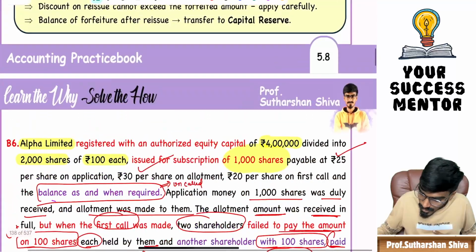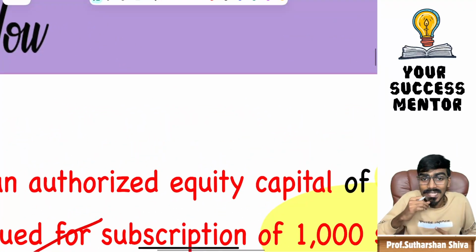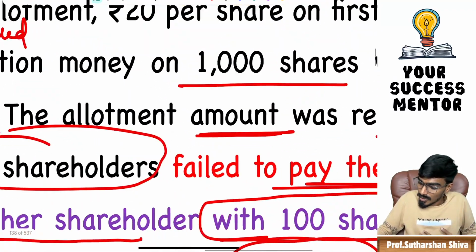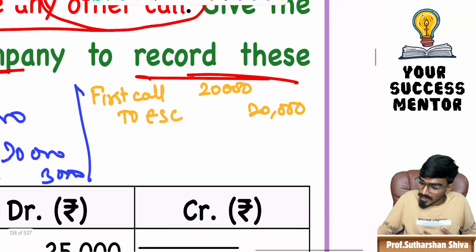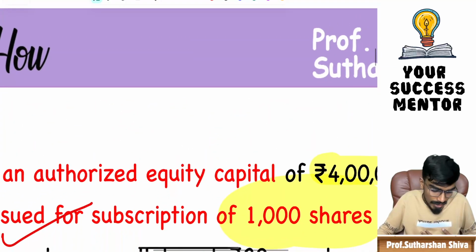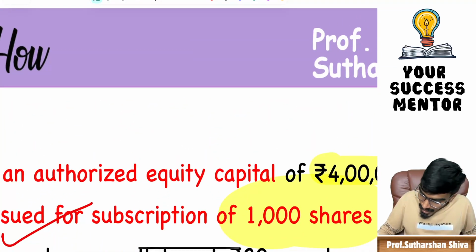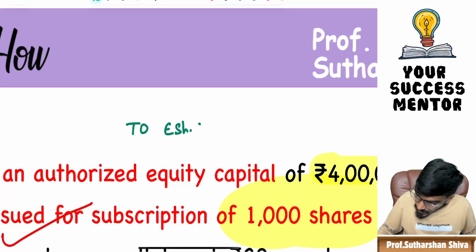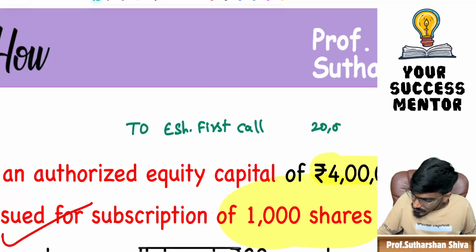Main entry. I will go to this place. Main entry. Already we received what? First call 20,000 is there. Correct? Yes, sir. I will write the same thing. Equity share first call. The same 20,000 I should write.